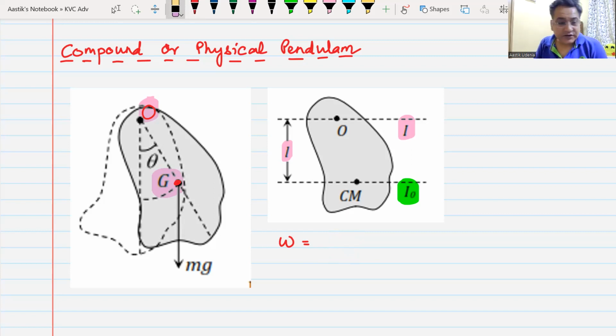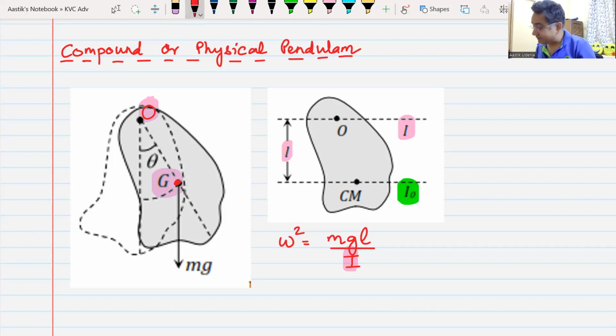The weight is going to create the torque. Do we understand this? So you can write omega square as the torque created by the weight, which will be mg into L, divided by the moment of inertia about the axis of rotation.